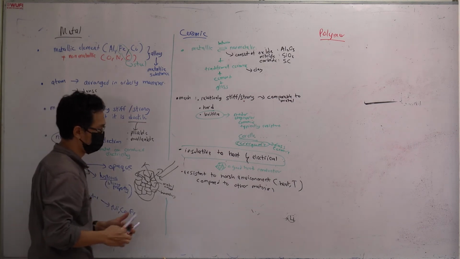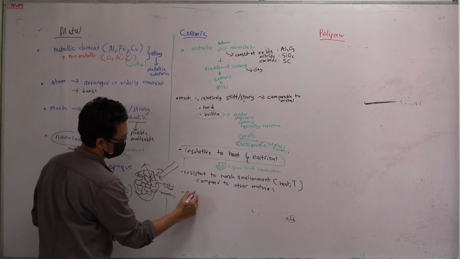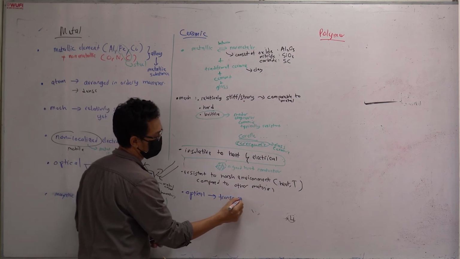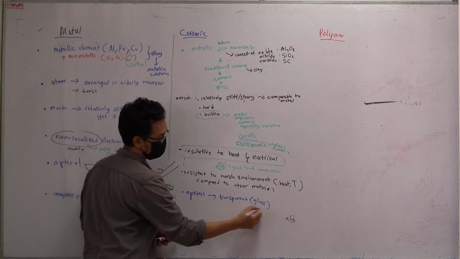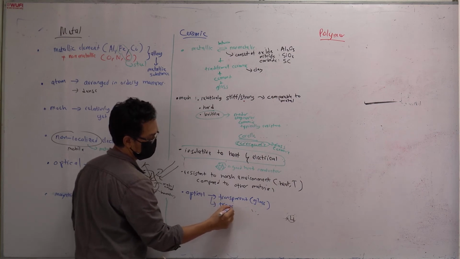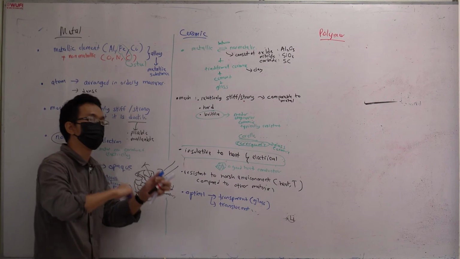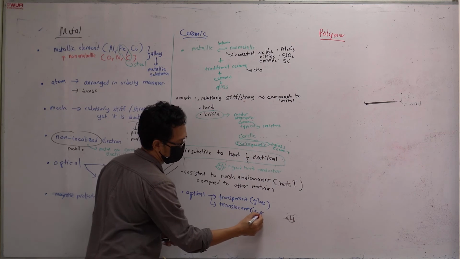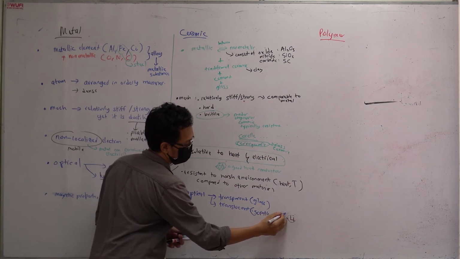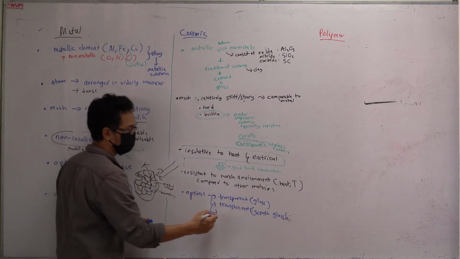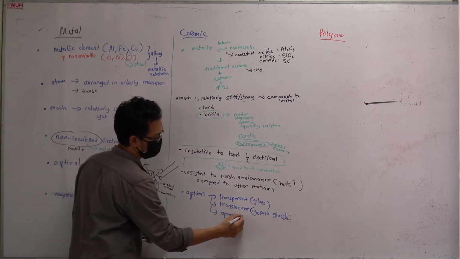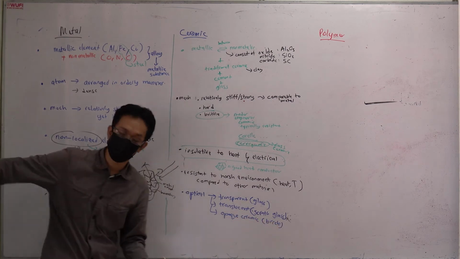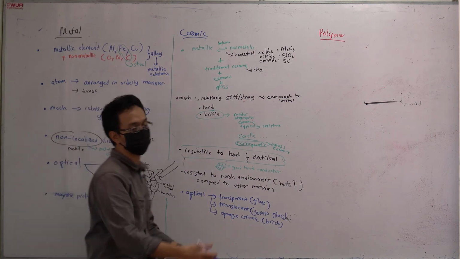In terms of optical properties, ceramic can be transparent, for example glass. It can also be translucent, meaning that you have a glass and then you scratch it, you get something like frosted glass. And you can also have totally opaque ceramic, for example bricks. This tile is ceramic, and that's opaque.